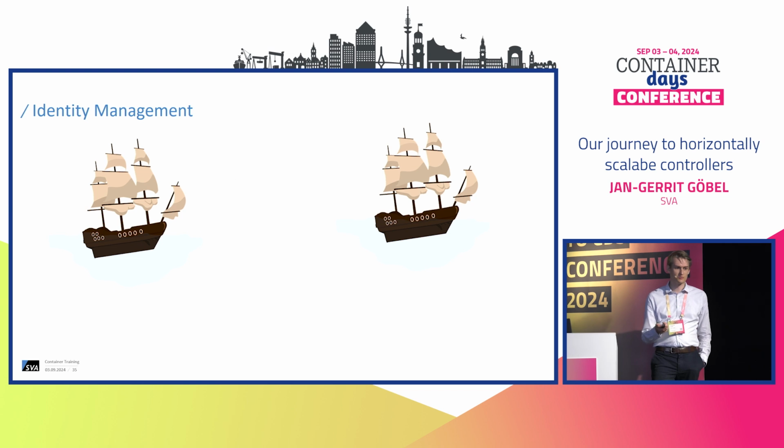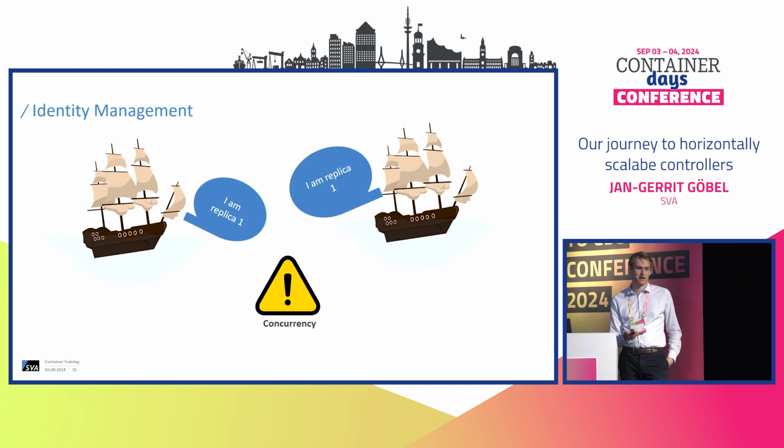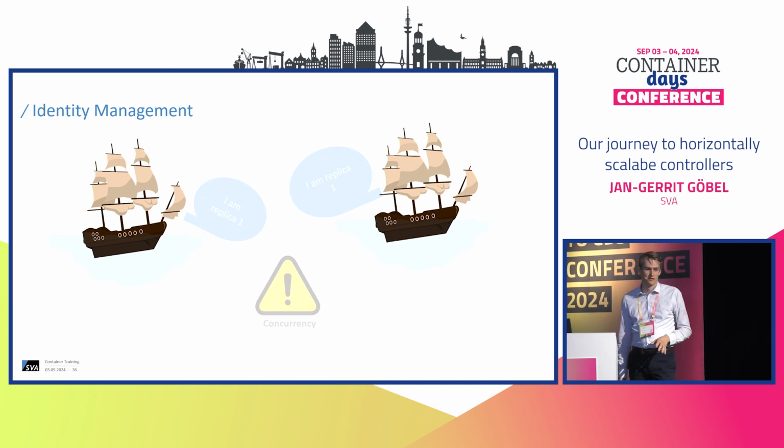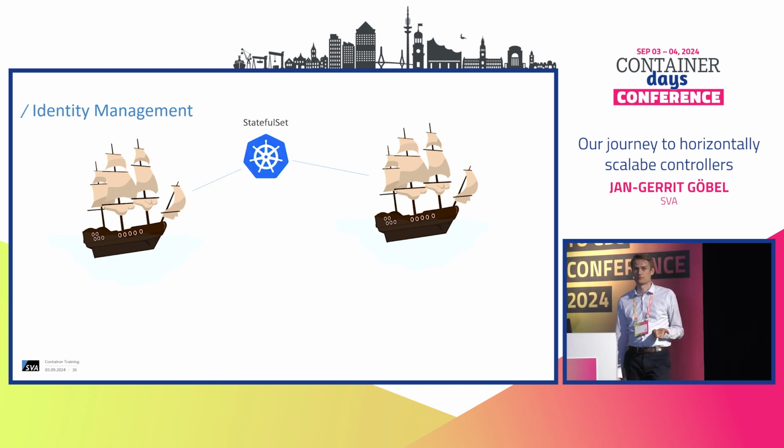So identity management, I'm replica 1, I'm replica 1. This is, of course, a concurrency issue, so we don't want that. So in Kubernetes, there's the concept of stateful sets, so we can basically map an identity to the pods. So we have controller 1 and controller 2 that are managed by the stateful set.